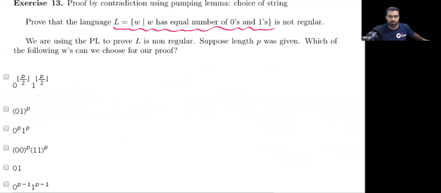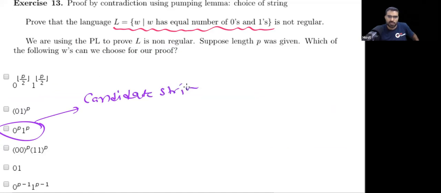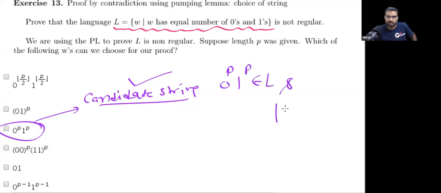What about the next one? Tell me about this one, 0^p 1^p. First of all, is this a candidate string? Yes, this is a candidate string. This string matters to us, because 0^p 1^p belongs to L, and its length is greater than or equal to p. Will it pump?